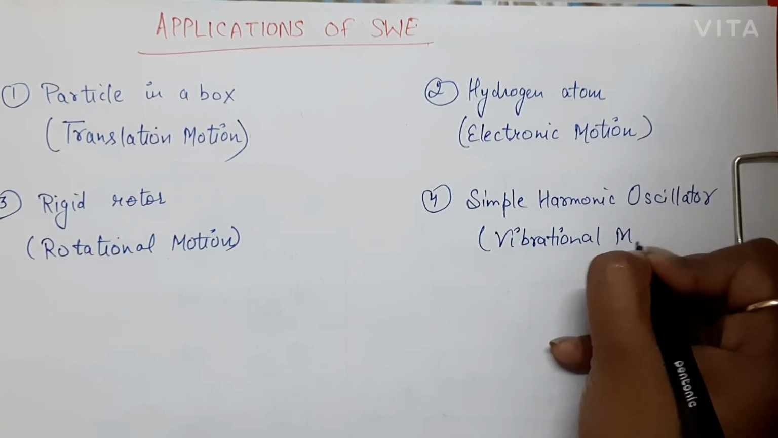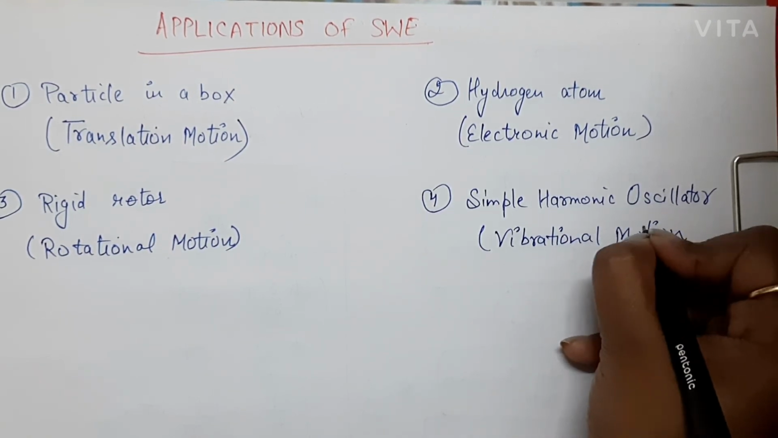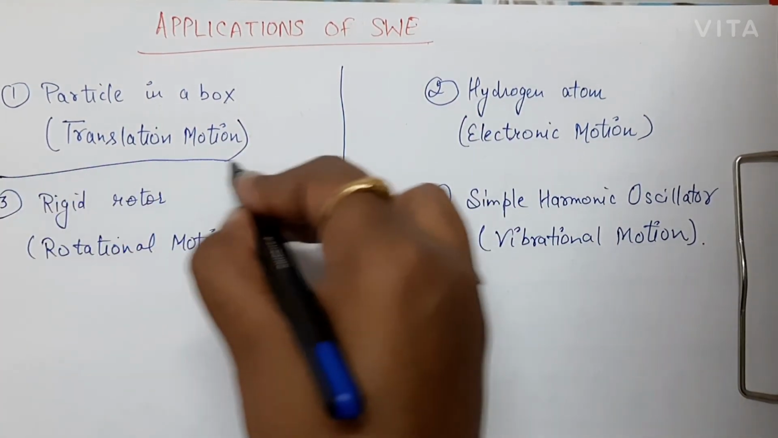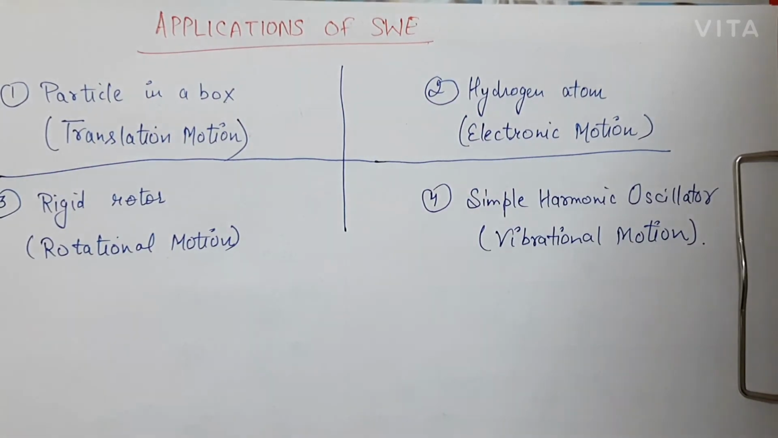So these are basically the four major applications of Schrodinger wave equation, and one by one we will be discussing each of them. So far you should know that these are the four major applications of Schrodinger wave equation, which we will be discussing in the upcoming videos.